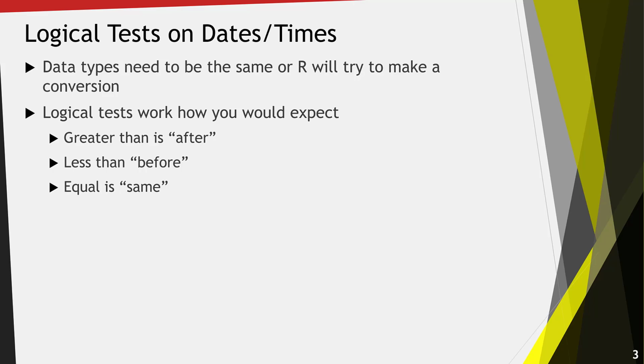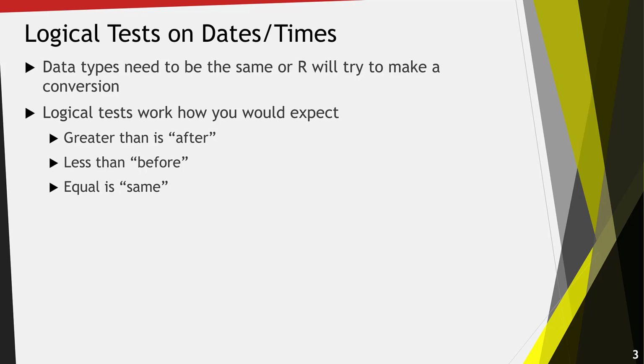So for example, if you wanted to convert January 1st, 2001 into a date time, it would convert to January 1st, 2001 at 0 hours, 0 minutes, and 0 seconds. Once R has performed that conversion, logical tests work exactly as you expect. Greater than represents a time that is after, less than represents a time that is before, and equal represents a time that's the same. Also remember that with date time values, R compares moments.